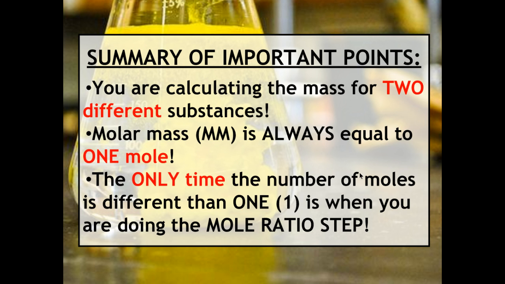The only time the number of moles is different than 1 is when you're doing the mole ratio step. That's when you're going between 1 mole to another mole using your coefficients in your chemical equation.